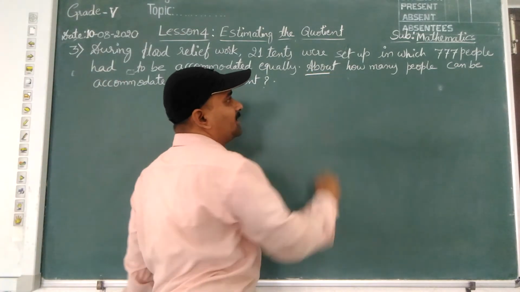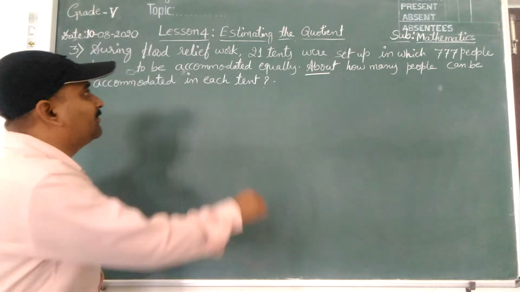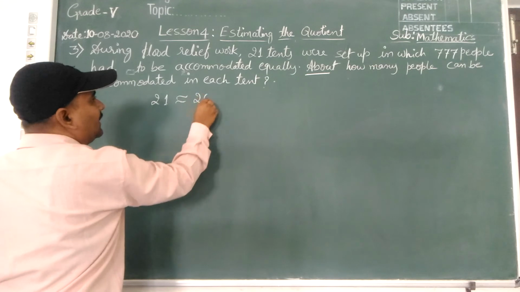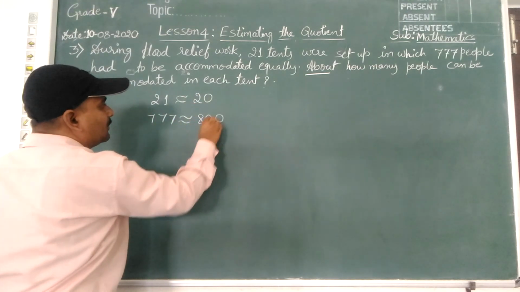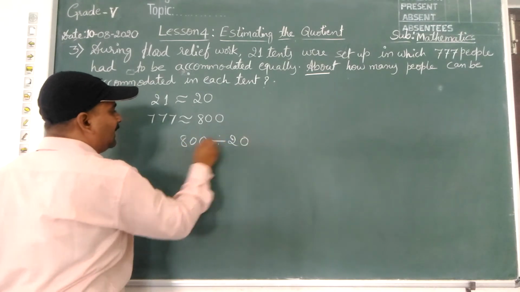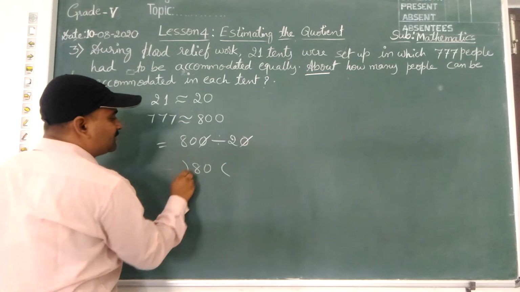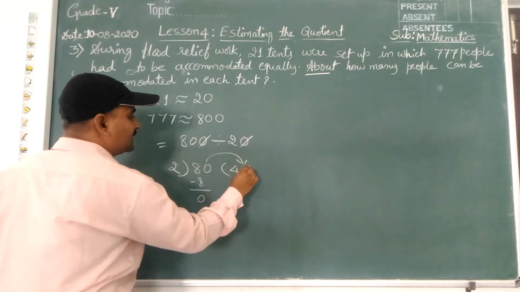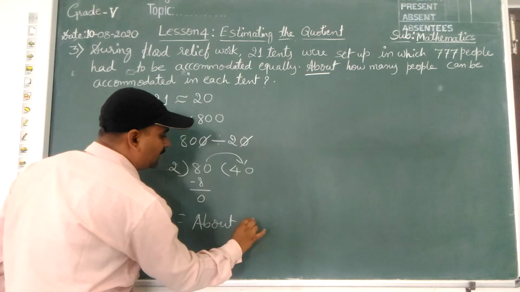About means estimated value, we should find out the estimated number of people. 21 will round off to 20. 777 will round off to 800. So we should find out 800 divided by 20. The 0 gets cancelled, 80 divided by 20. So 4, and the 0 comes here. So about 40 people.